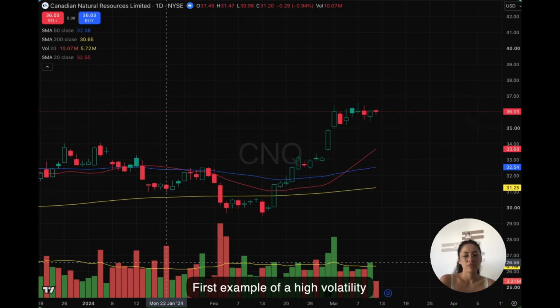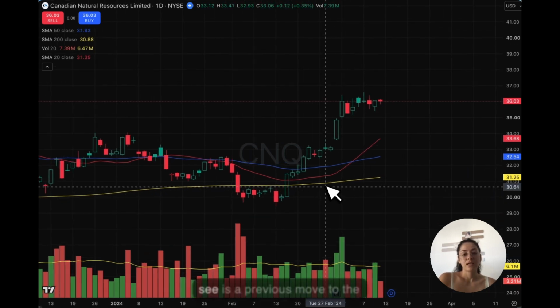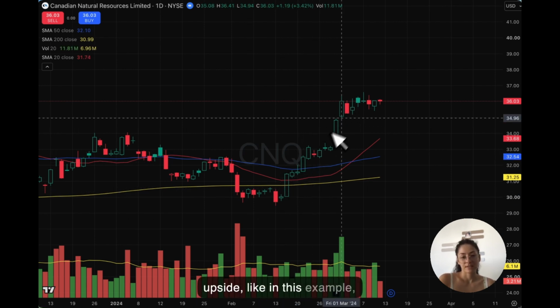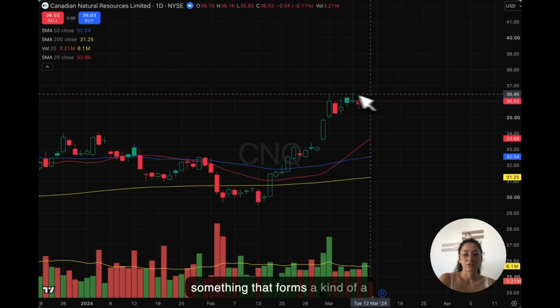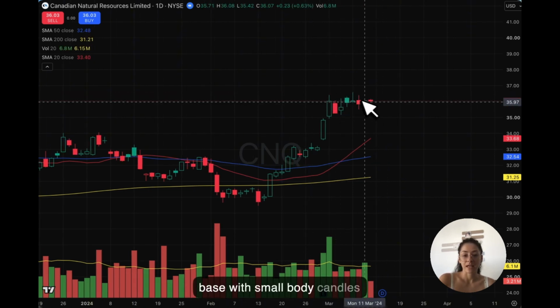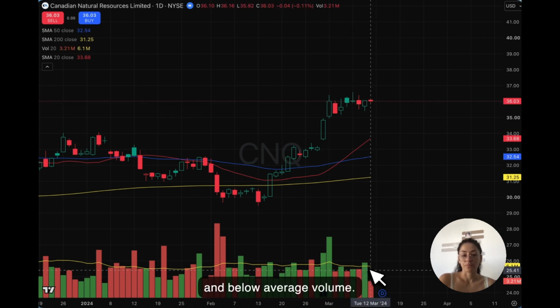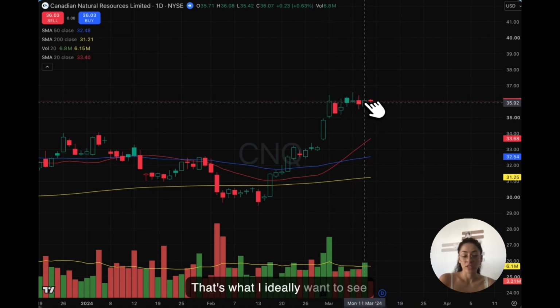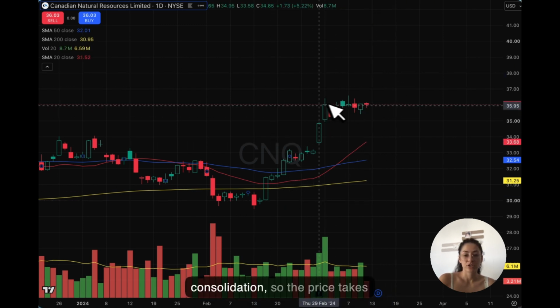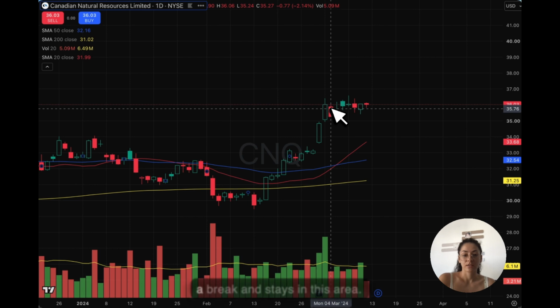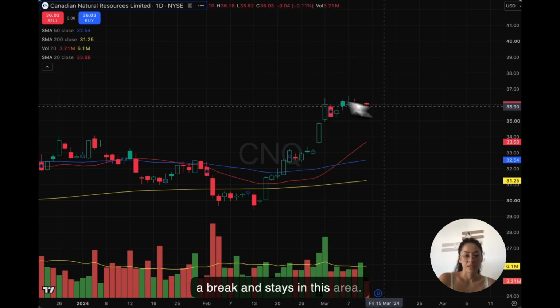First example of a high volatility setup could be a high base, compression, and a break. What you ideally would like to see is a previous move to the upside, like in this example, because now we're talking about bullish setups. Then a consolidation, something that forms a kind of a base with small body candles and below average volume. That's what I ideally want to see before a break. So previous uptrend, consolidation, so the price takes a break and stays in this area.